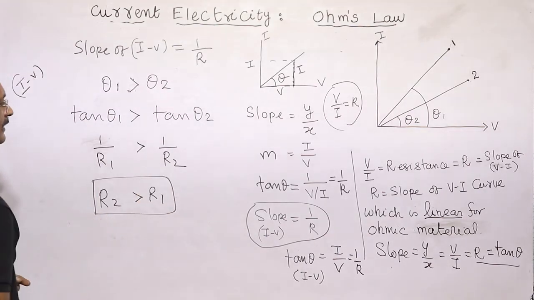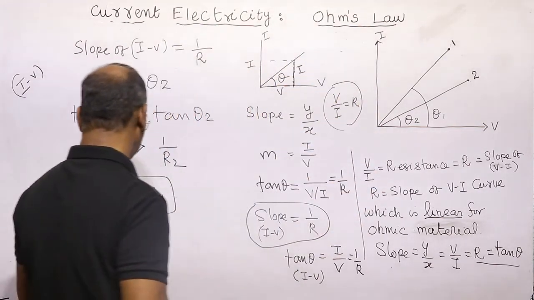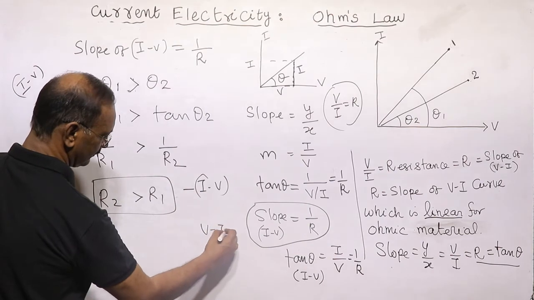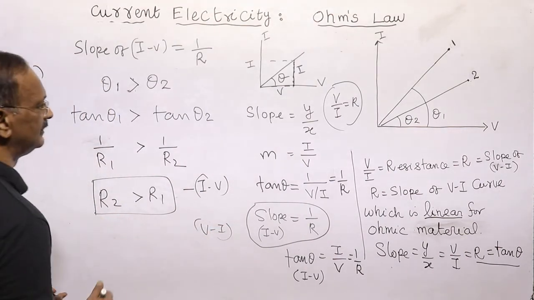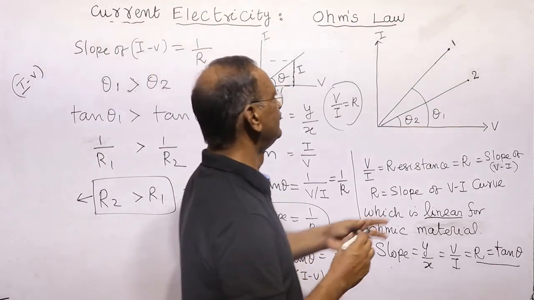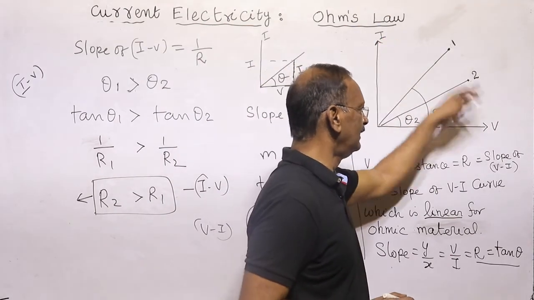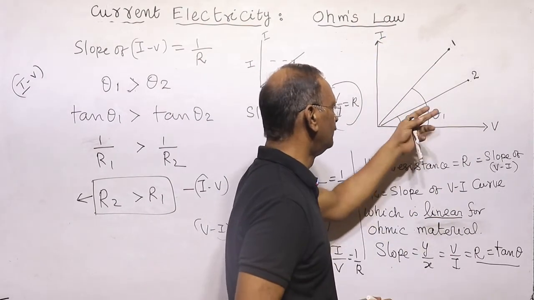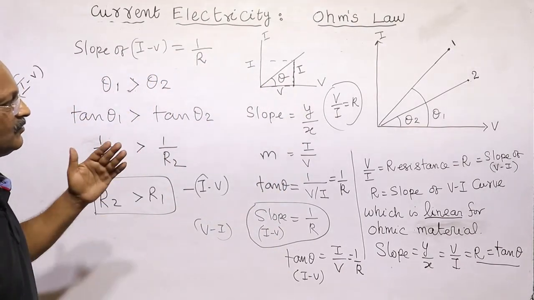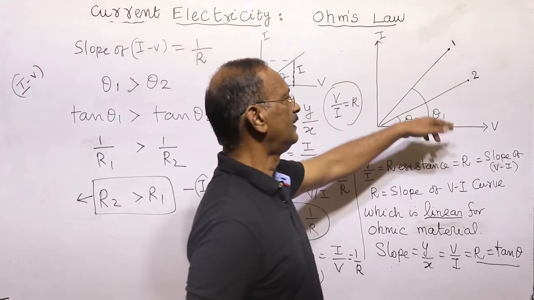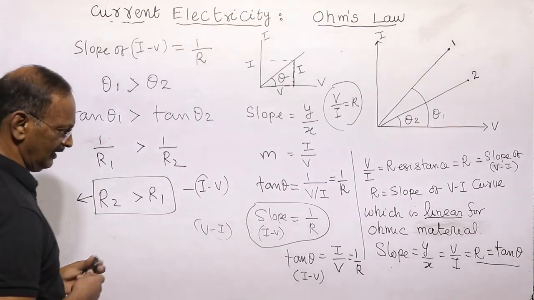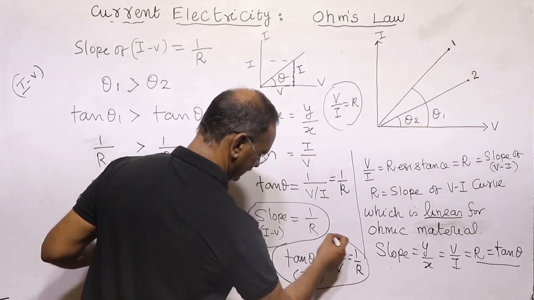Whereas if it is the VA graph, the condition will be reversed. For the VA graph, R2 will be less than R1. So this is for the given graph. Sometimes they may change it; in place of I and V, they can give V and I. You have to see what the slope represents. Here the slope represents 1 by resistance. For the VA graph, V by I represents the resistance directly, but here it is 1 by the resistance.